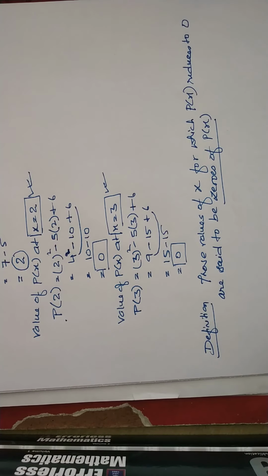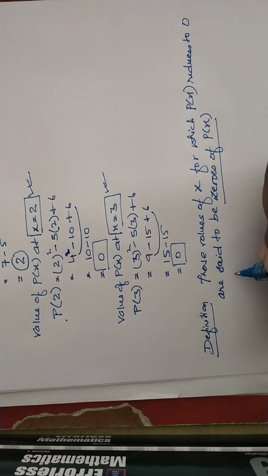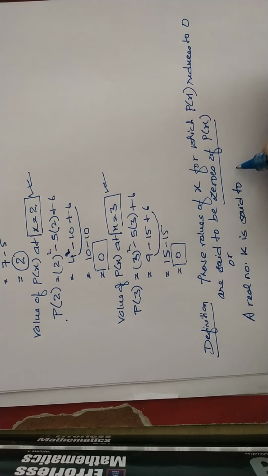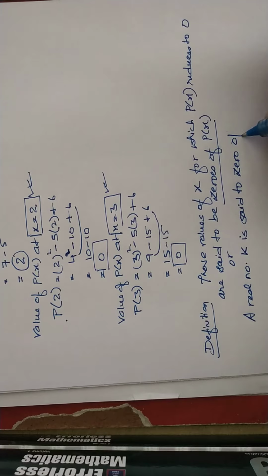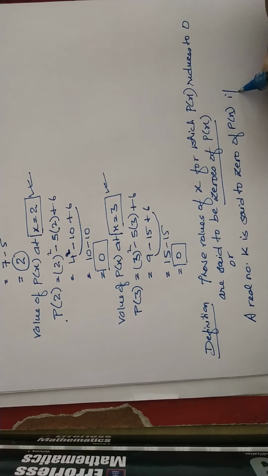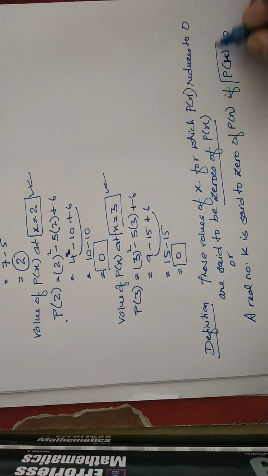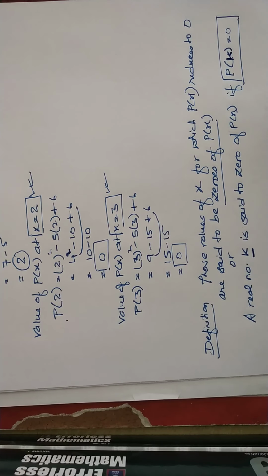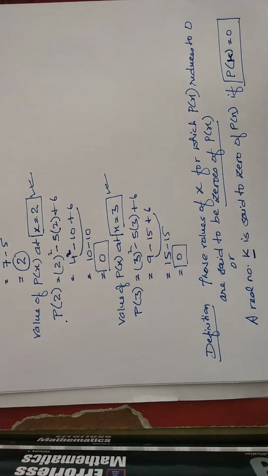Or you can simply say that a real number k is said to be a zero of p(x) if p(k) equals 0. That is, when x is replaced by k, so that the value of p(x) at x equal to k comes out to be 0, then k is said to be one of the zeros of p(x).